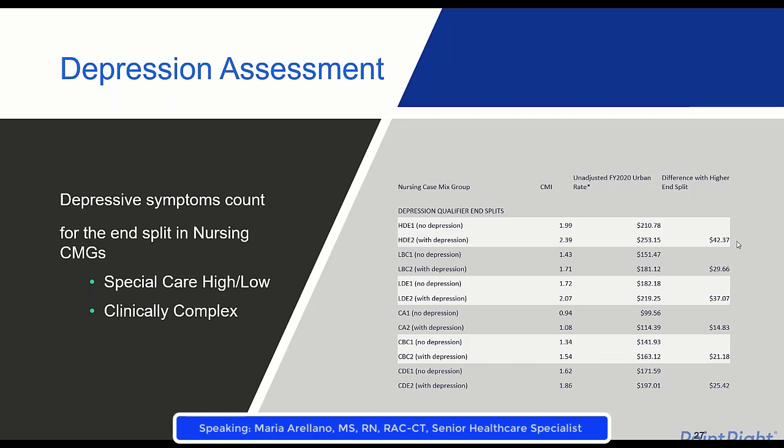If you're missing out on somebody that does have depression, you're looking at a difference of $42.37 per day for this first special care high, right? And it ranges all the way from $14.83 to, looks like 42 is the highest here. So that's a pretty big range, and again, that adds up over time. So definitely make sure that you're accurately capturing depression. Looks like everybody's doing a lot better with it, but again, make sure that you've got everyone that should be recognized as having these symptoms, and that the care plan shows those interventions.